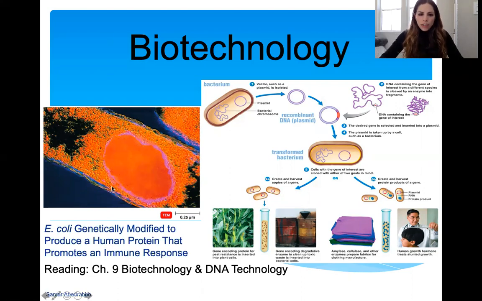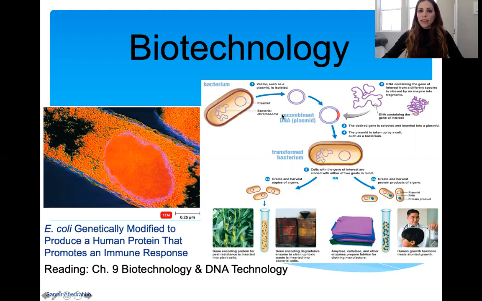So this picture here shows an E. coli bacteria that's been genetically modified to produce an important human immune system protein. And this is going to become important in medicine when we talk about it later. Now, we can transform, the word is called transform, we'll talk about what that means later, bacteria with different genes.